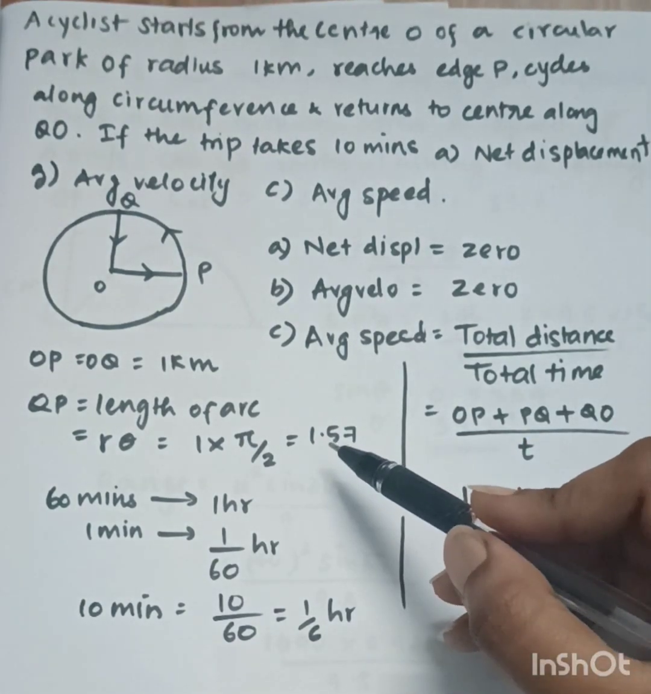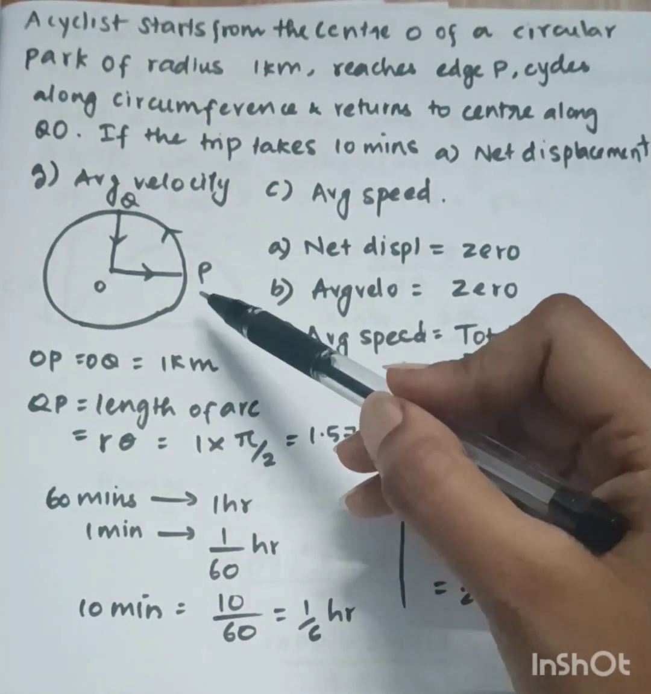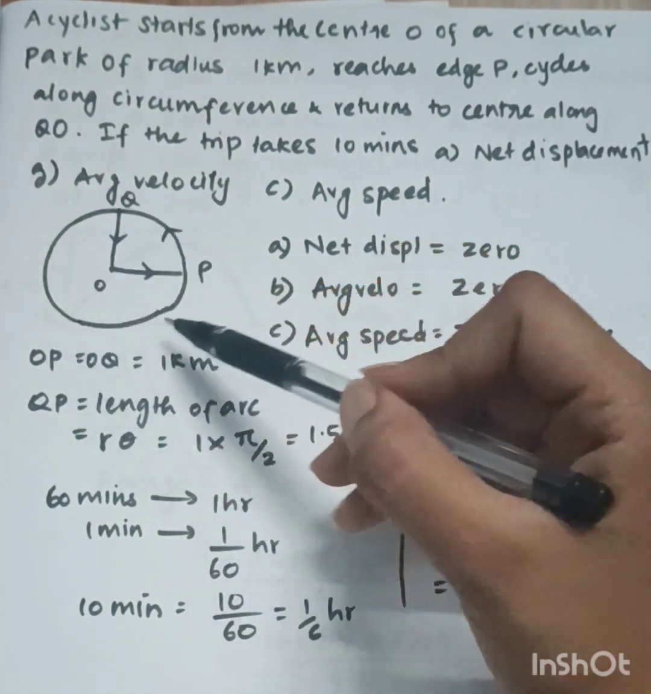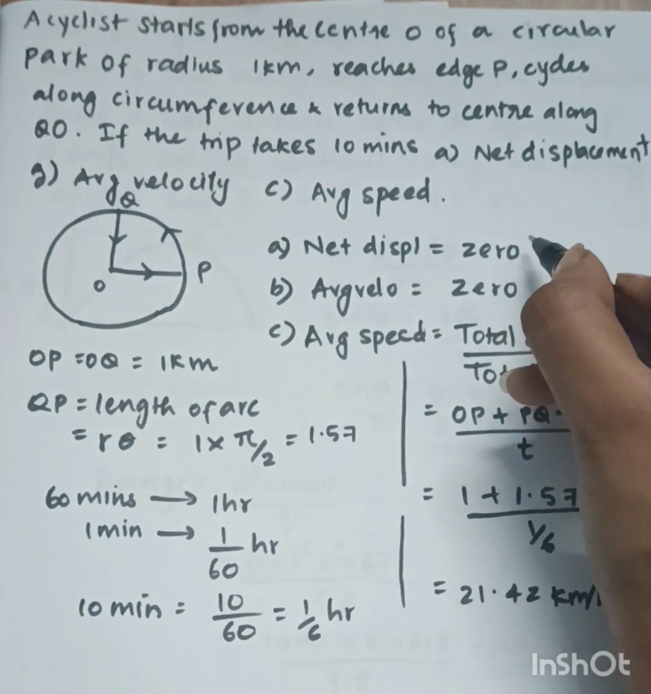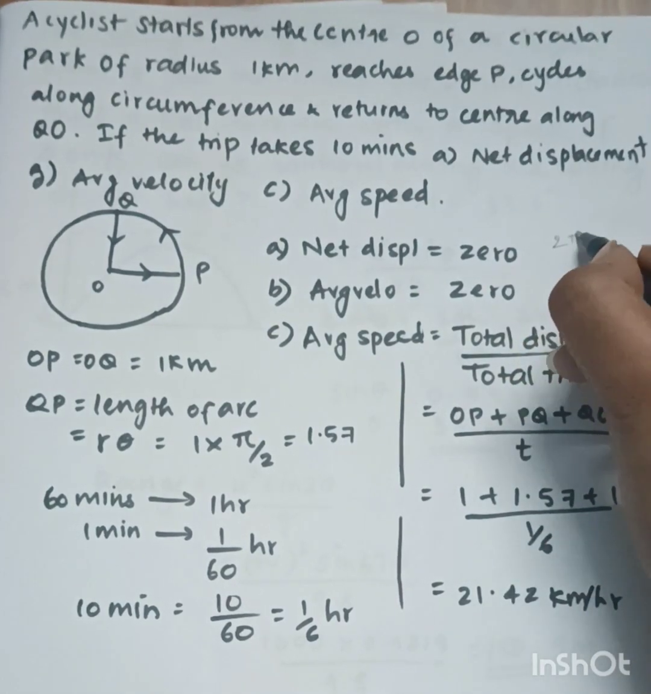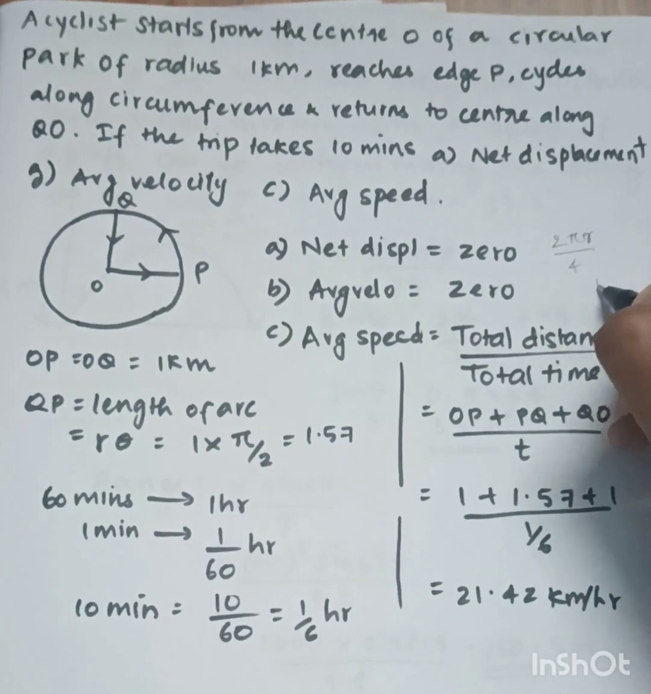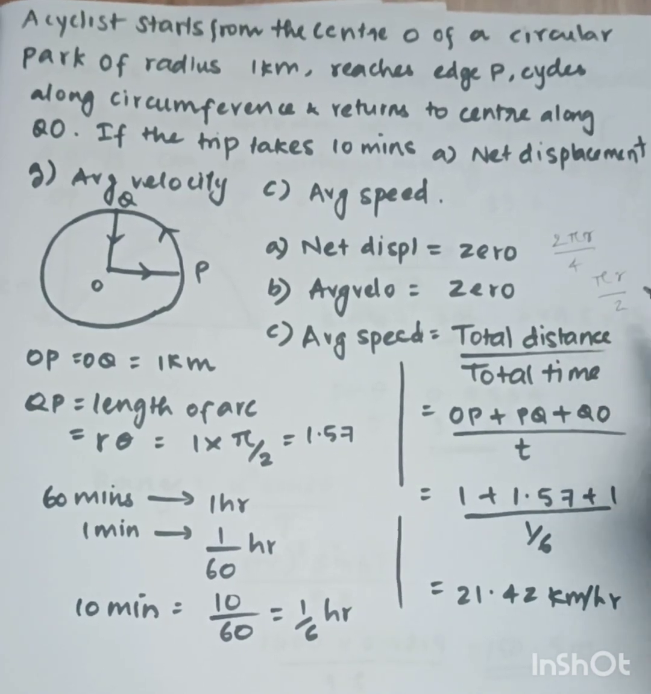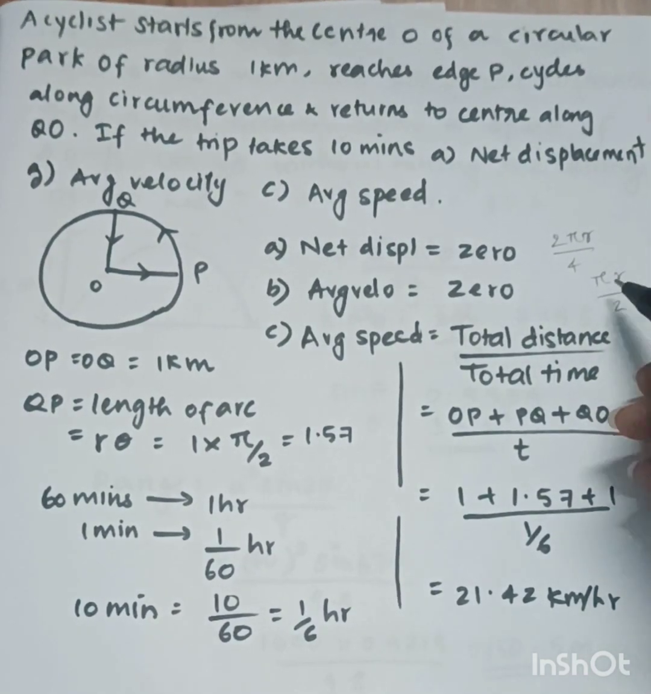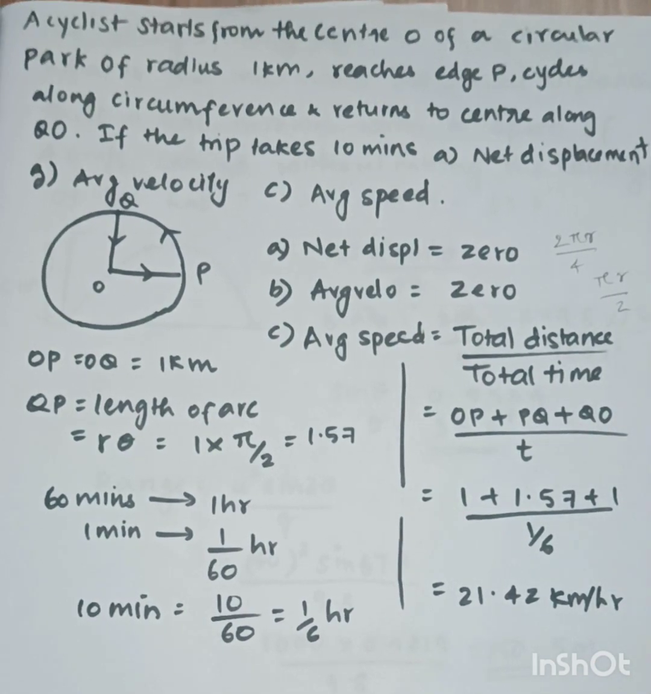We can also find it another way. The circumference of the circle we know is 2 pi r, and the arc is 1/4 of it. So 2 pi r by 4 gives pi r by 2. Pi r by 2 is also pi by 2 because radius equals 1.